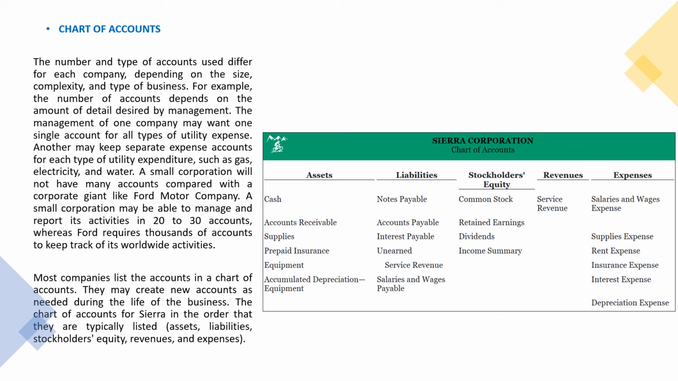Most companies list the accounts in their chart of accounts. They may create new accounts as the life of their business goes on. So here's a quick look at Sierra's chart of accounts. There are the asset, liability, stockholders' equity, revenue, and expense accounts right there. If you guys want to take a look at some examples.